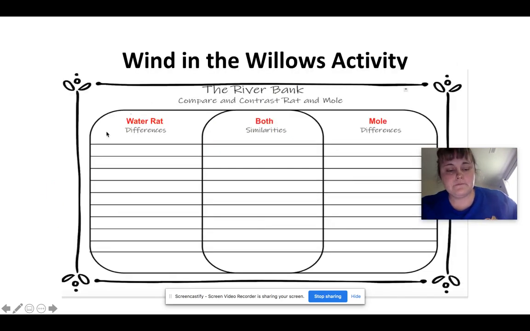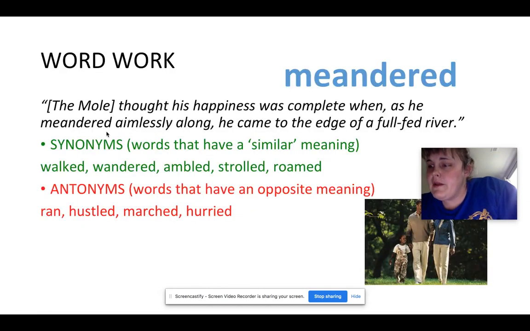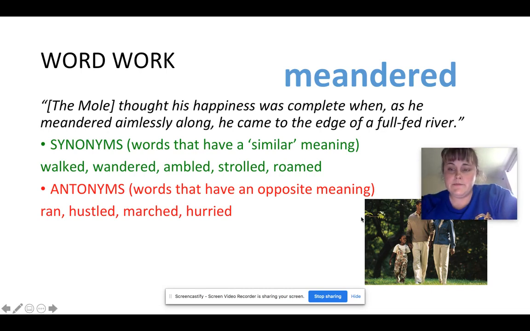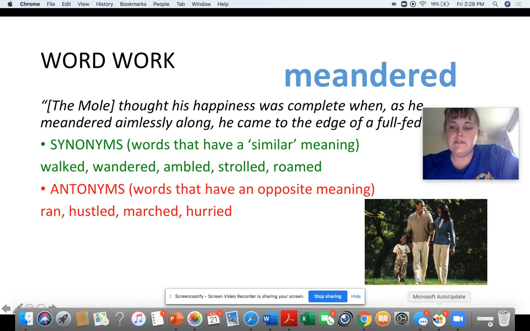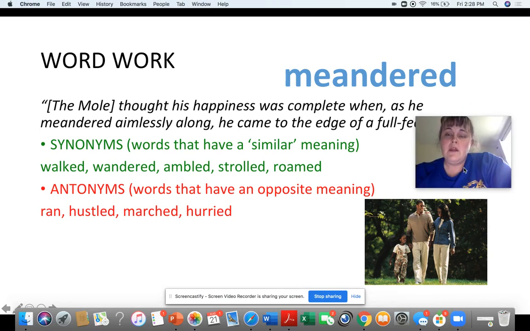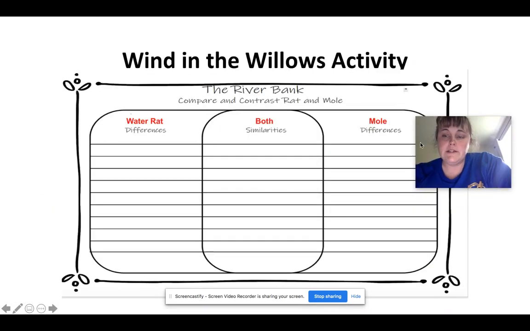All right. Let me go back one little thing. So meandered is a verb. So it's an action word. And you can see in this picture, this family might be meandering along, enjoying the time together. Now, the last part of our lesson involves a little bit of independent practice from you.